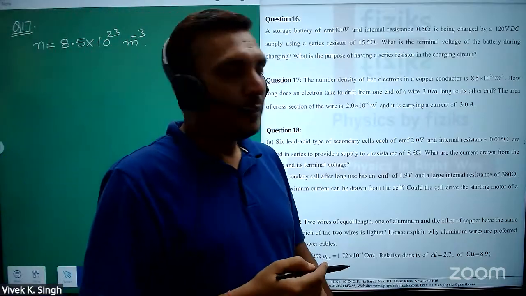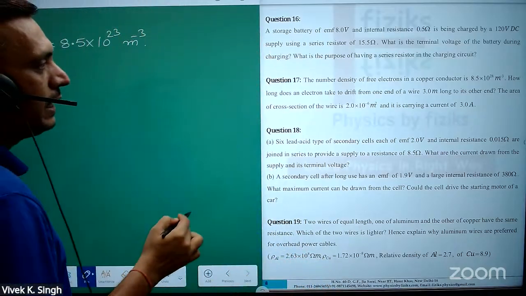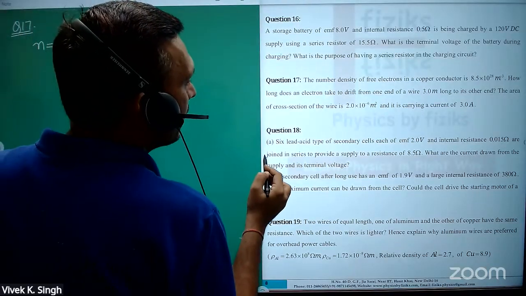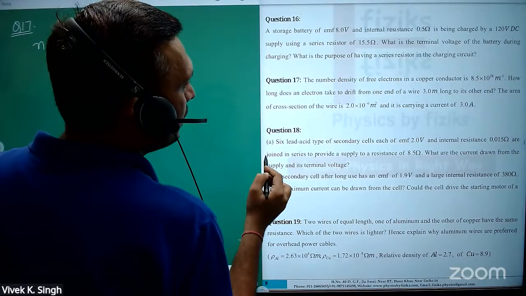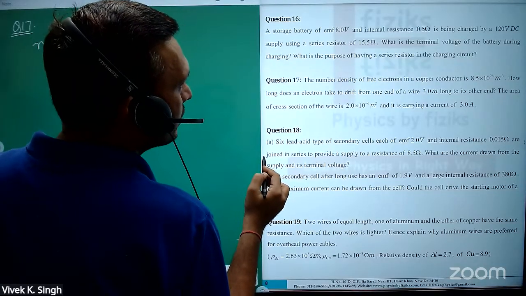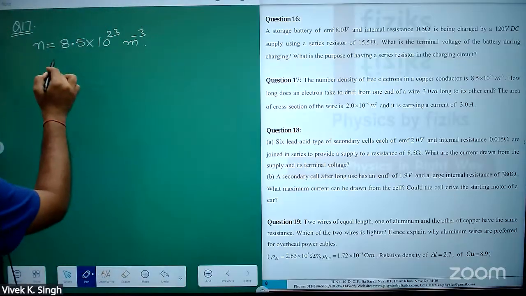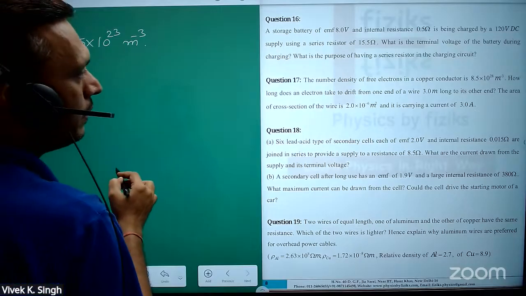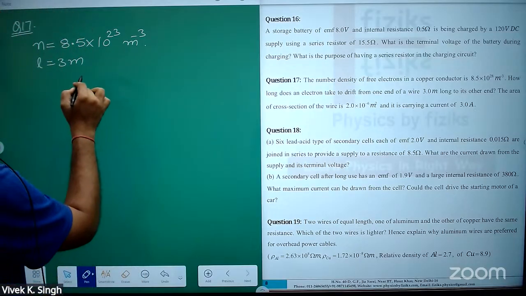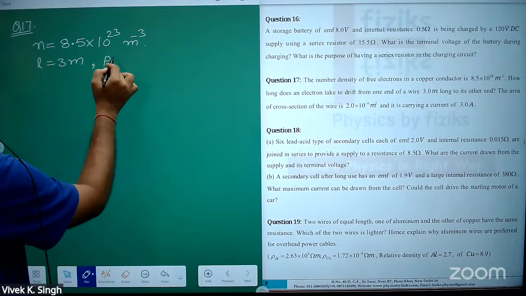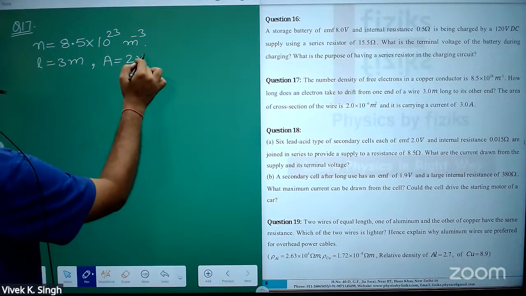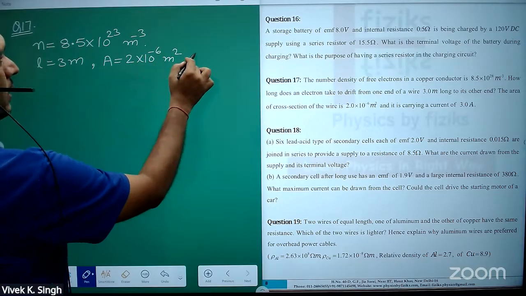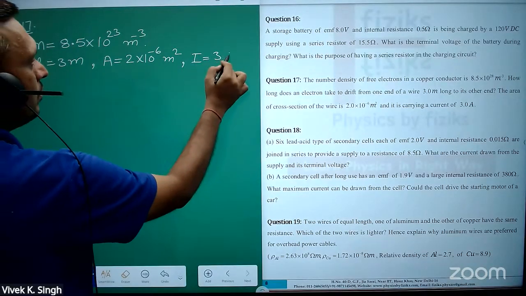It's a free electron. Copper is a metal. How long does an electron take to drift from one end of a wire 3 meter long to its other end? So the length of the wire is 3 meter. The area of cross section is 2 into 10 to the power minus 6 meter square, and the current I is 3 ampere.